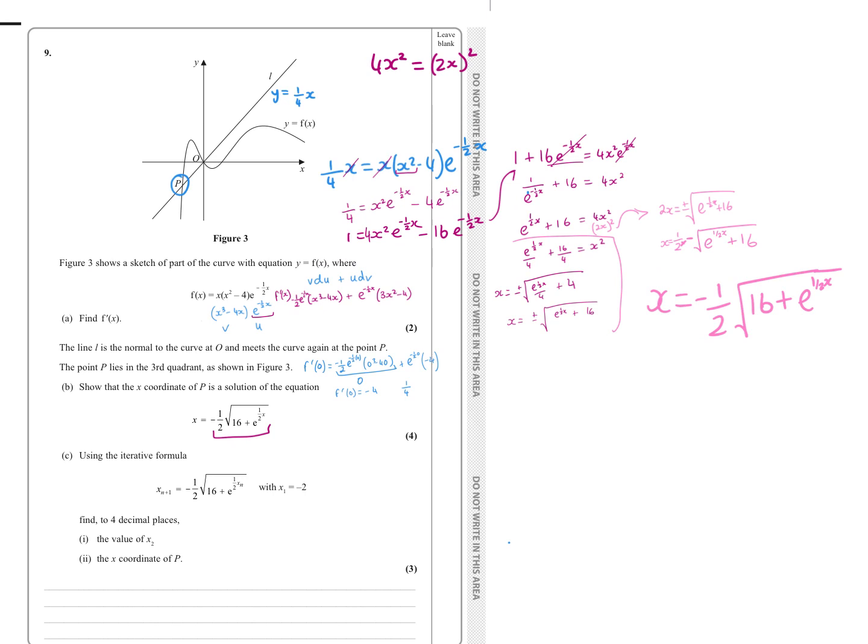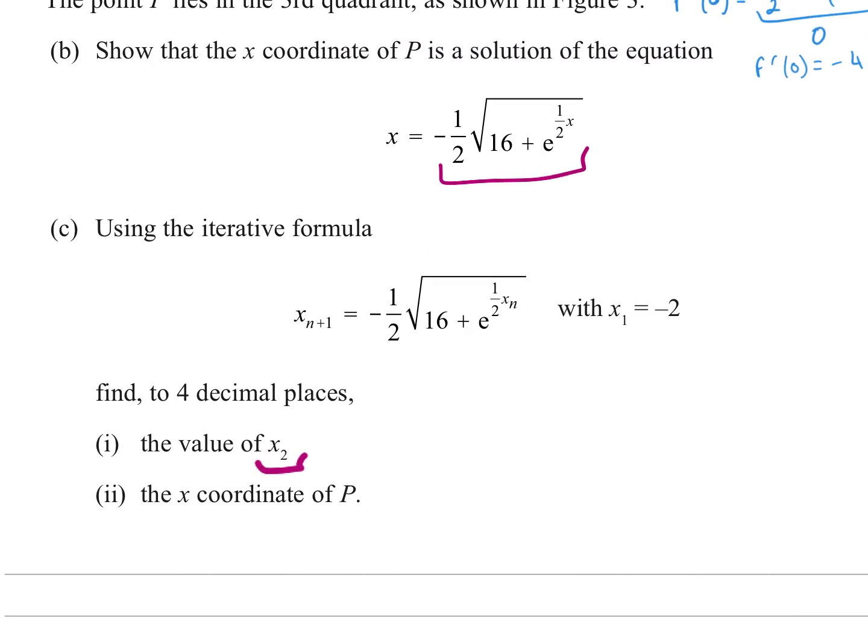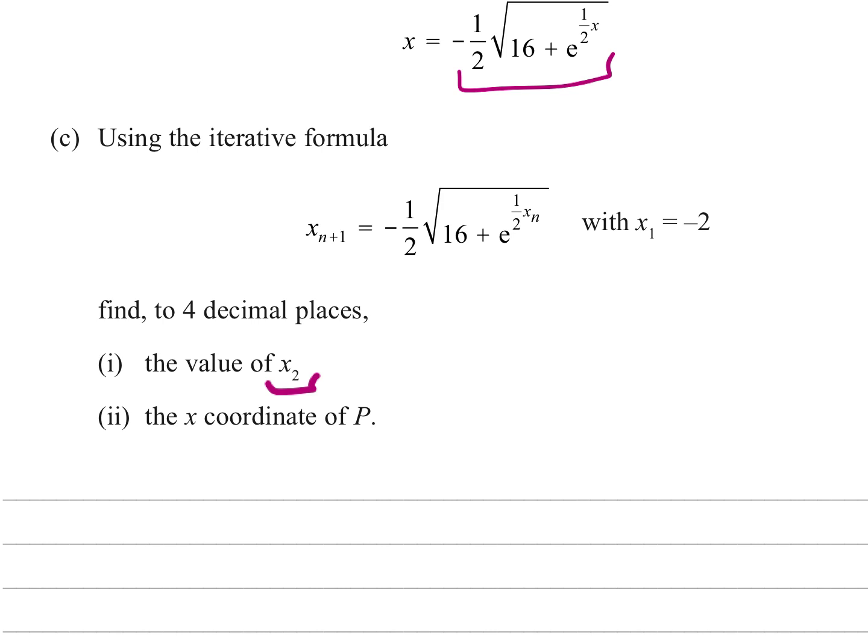Okay, and then part II. Find the value of x2. So what am I going to put into the calculator? Minus 2 equals, and that's going to be my answer, isn't it? Yeah. And then I'm going to put in minus a half. Yep. Plus e to the half. Answer.